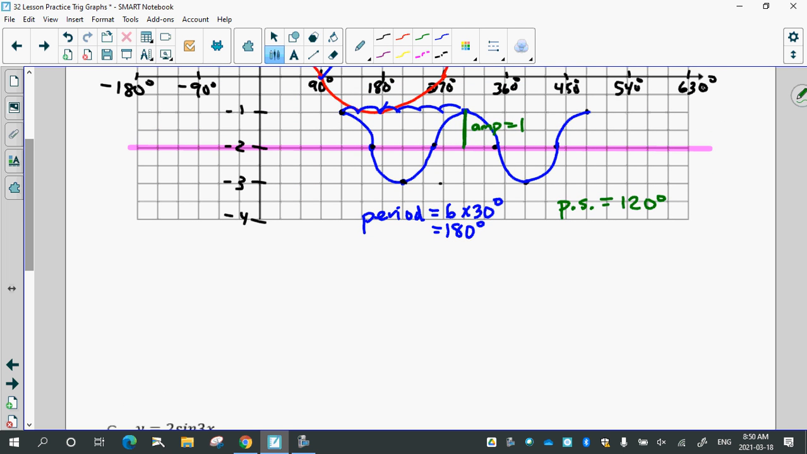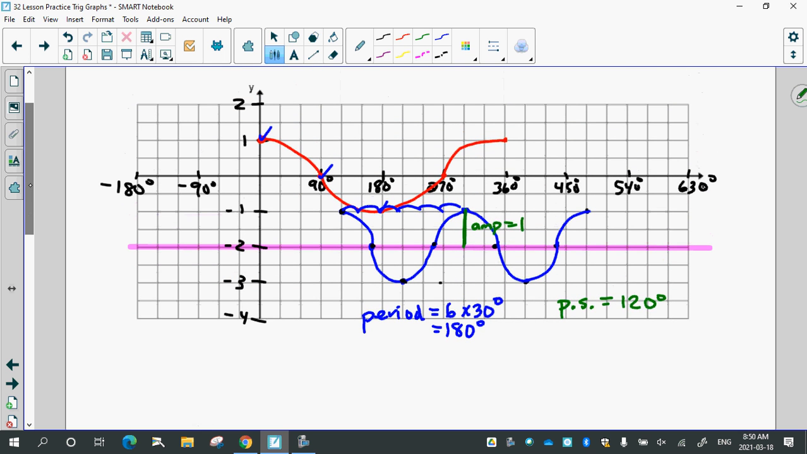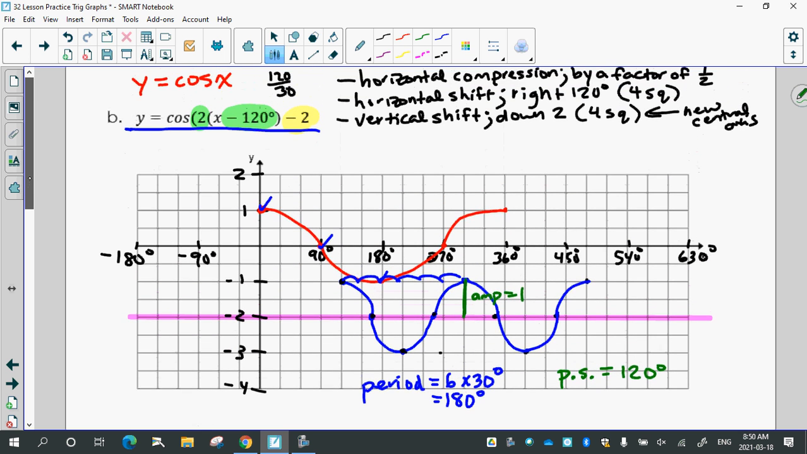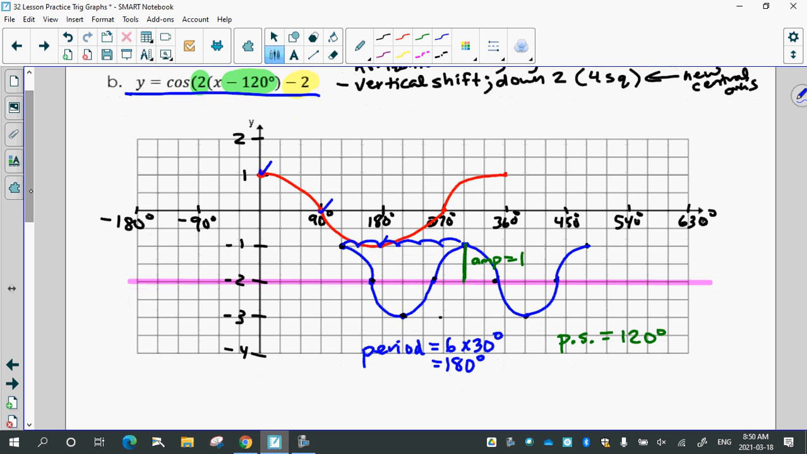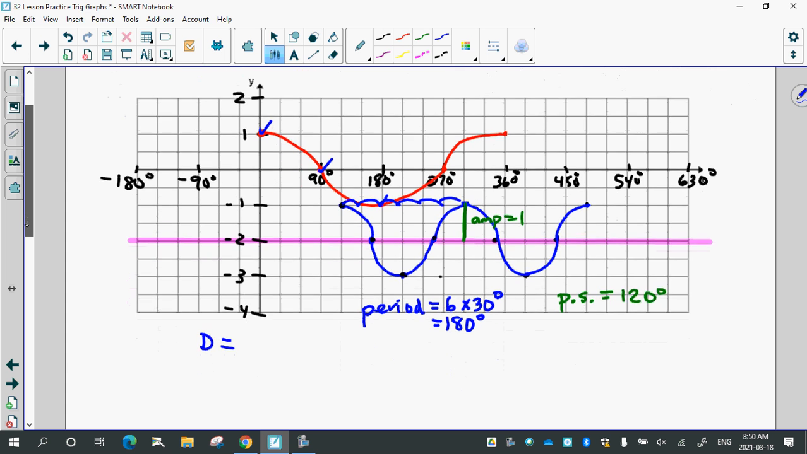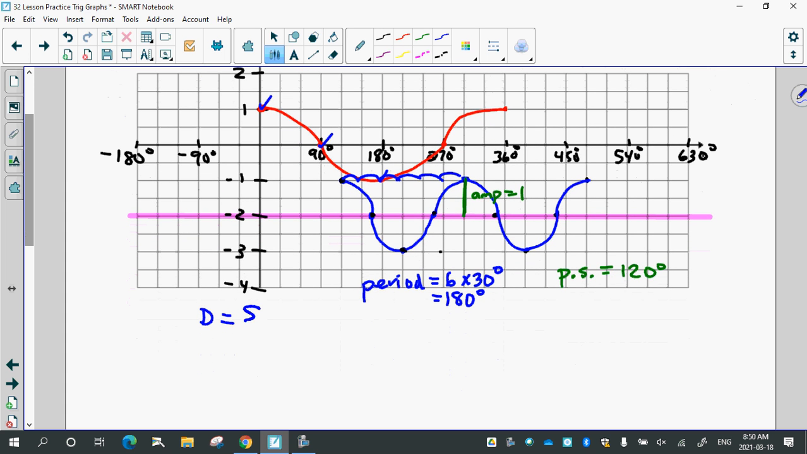So we've done amplitude, period, and phase shift. But we have to do domain and range. And we do the domain and range for just what we drew, the 2 cycles we drew. That's when you just draw 2 cycles, okay?